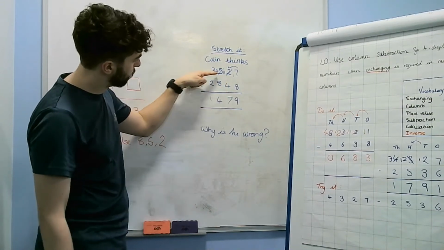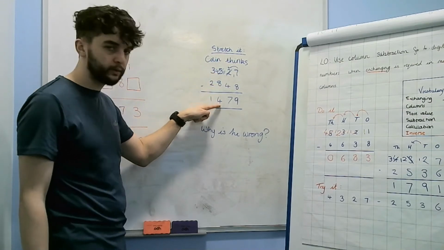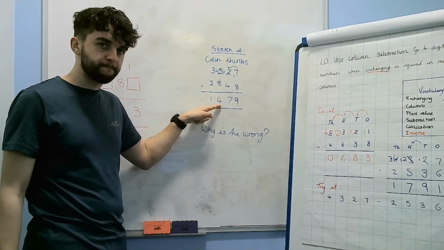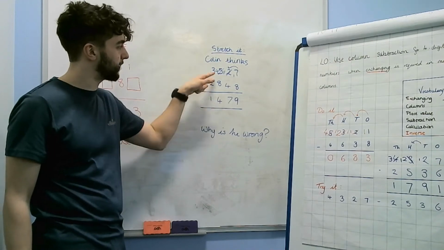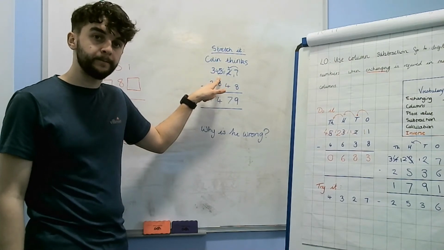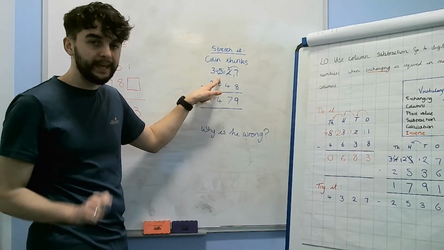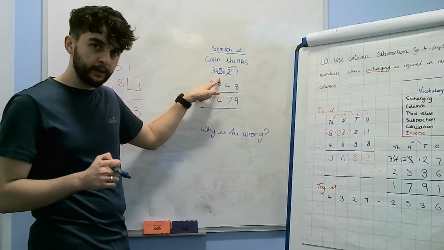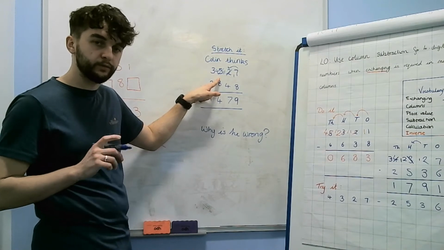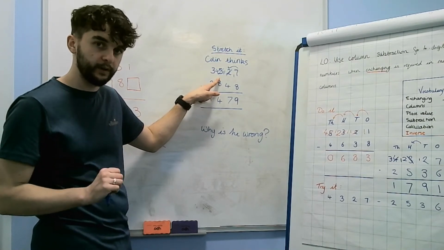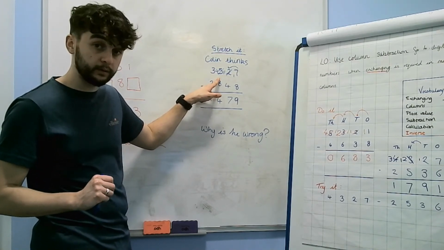Look at the hundreds column. What's happened here? 4 subtract 8 is 4. Is that a mistake? It is a mistake, because can you have the smaller number first? No, you can't. So when you look at this calculation, he has not followed the commutative law, okay, and he has not remembered that when you subtract, the smaller number cannot come first. He should have done what?